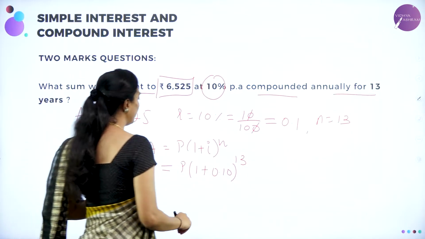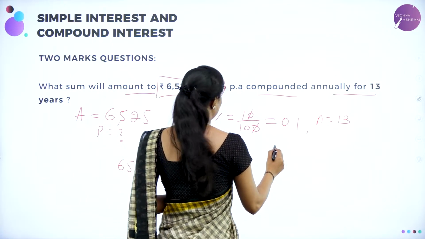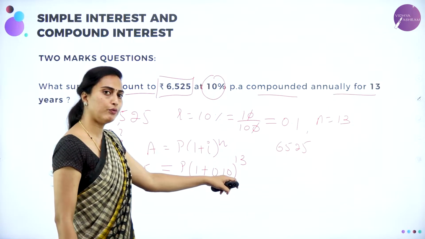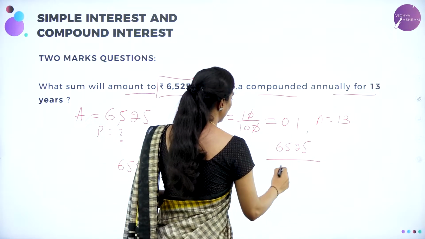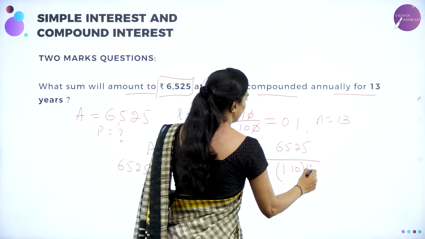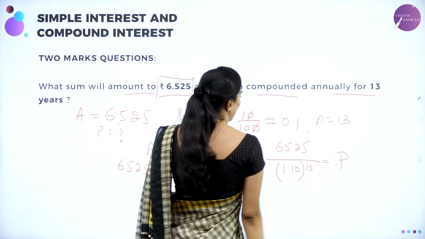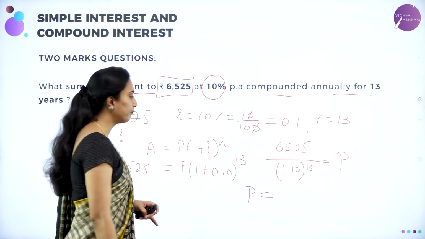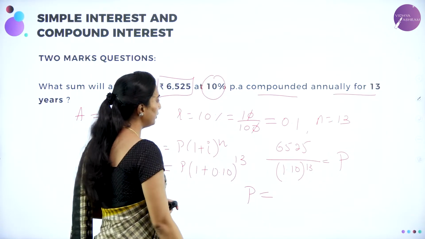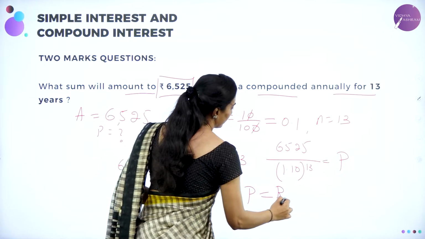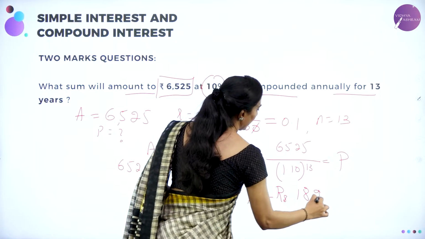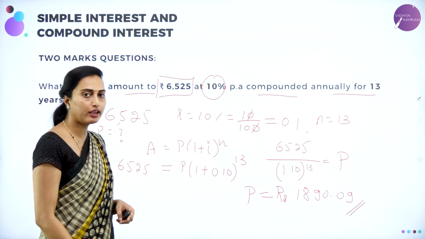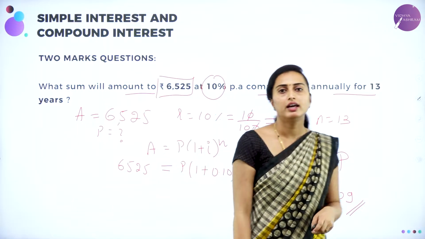You can cross multiply. You are going to get 6525 divided by 1.10, that is 1 plus 0.10 is 1.10. That will come to the denominator, whole to the power of 13 is equal to P. After calculating this, you are going to get the answer. This is 13 times you are going to multiply. So therefore, you are going to get the answer is equal to rupees 1890.09. This is your principal amount. Okay, we'll move on to the next question.